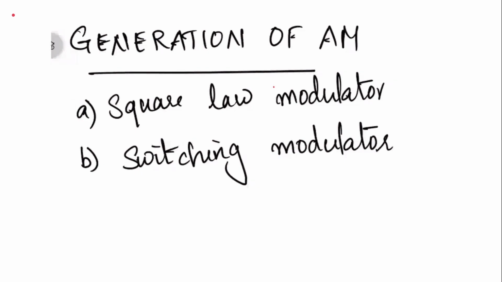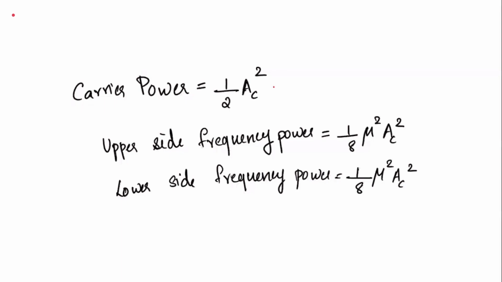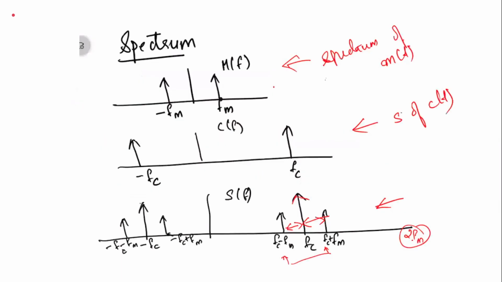Next, generation of amplitude modulated waves. Could you please go back to the spectrum slide once? I just want to see the diagram once. Thank you. Just 1 second.